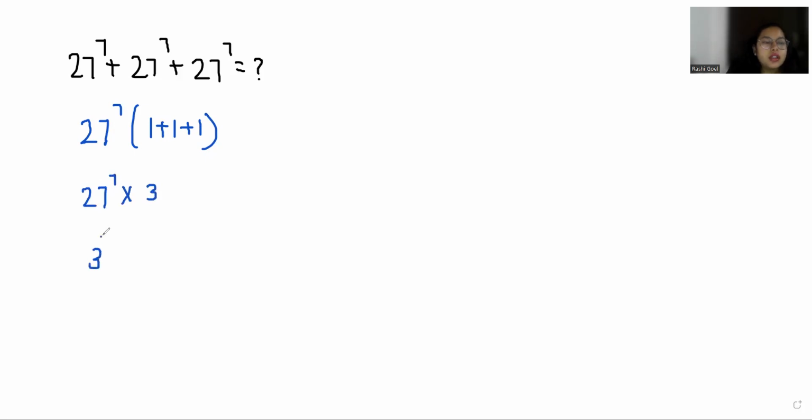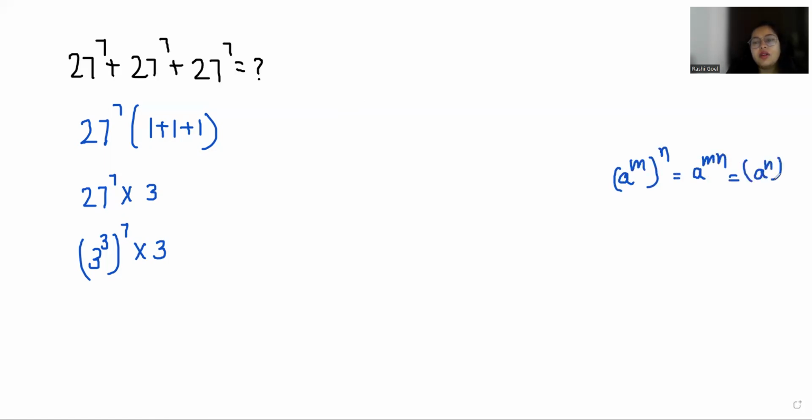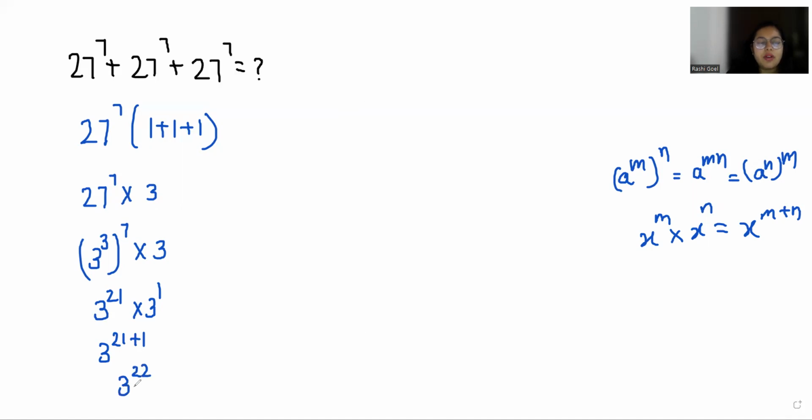27, we know that it is a cube of 3, so (3^3)^7 times 3. Now exponent rule, (a^m)^n, we can write it as a^(mn) or a^(nm). So 3^21 times 3^1. Another exponent rule, x^m times x^n is equals to x^(m+n). So 3^(21+1), which is equals to 3^22.